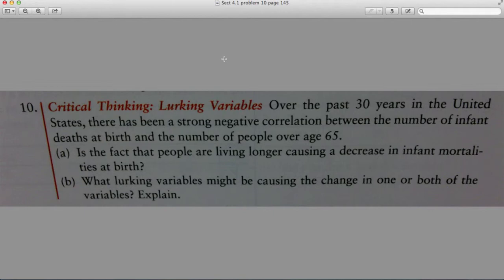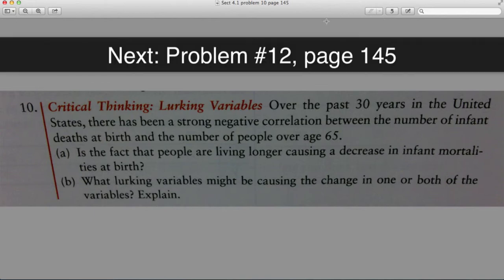In this case, a lurking variable must be involved. And then, of course, B asks what lurking variables or variable may be causing this strong correlation. So a good example of lurking variables for this problem would be things like better health care or even better medical treatments. Let's go to problem number 12 on page 145.